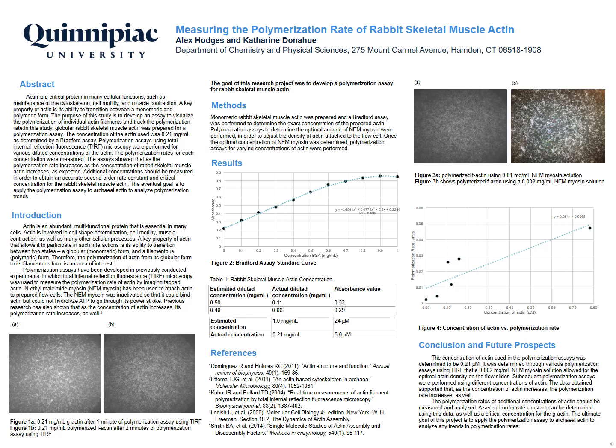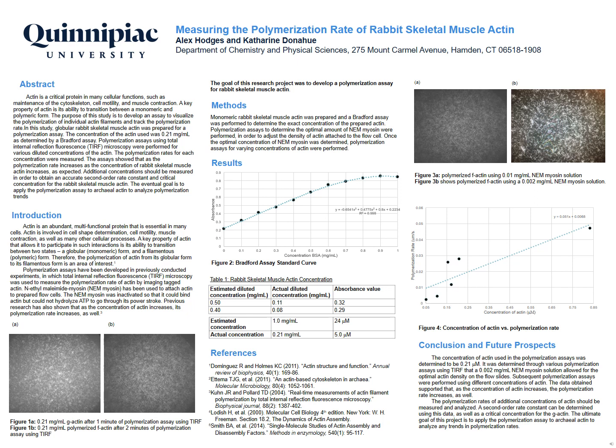Actin is a critical protein that is involved in many cell functions, including cell shape determination, cell motility, muscle contraction, as well as many other cell processes. A key property of actin that allows it to participate in such cell functions is its ability to transition between a globular or monomeric form to a filamentous or polymeric form. Therefore, actin polymerization is an area of interest.